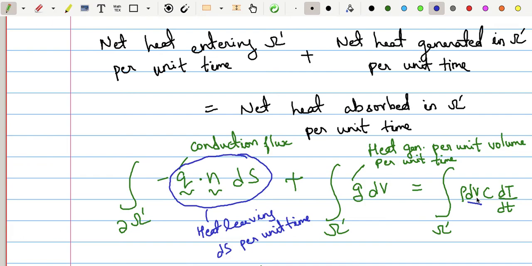See, if the change in temperature is 1 degree, heat absorbed in dV is rho dV into C. Do all of you agree on that? Yes, sir. Okay.